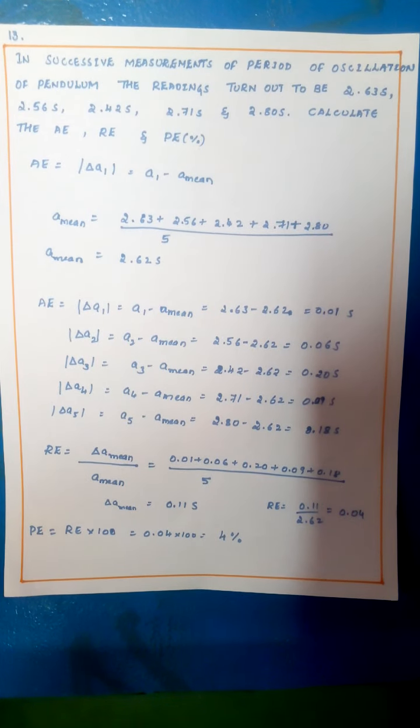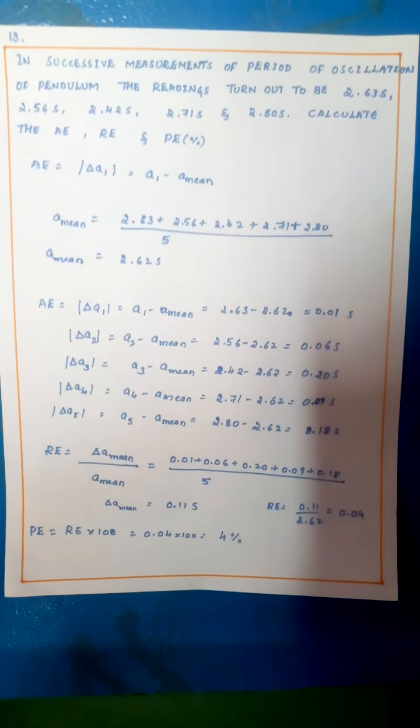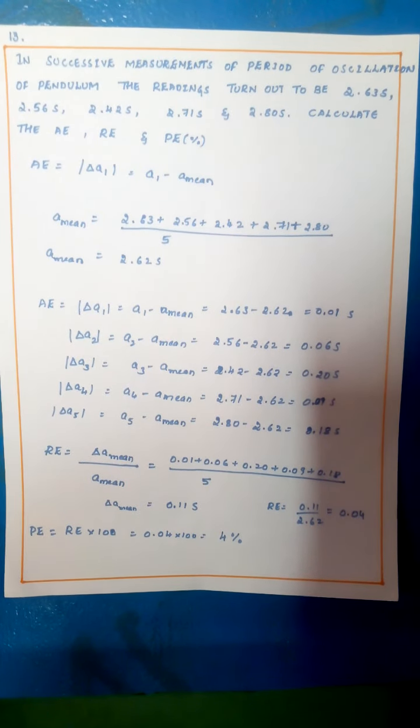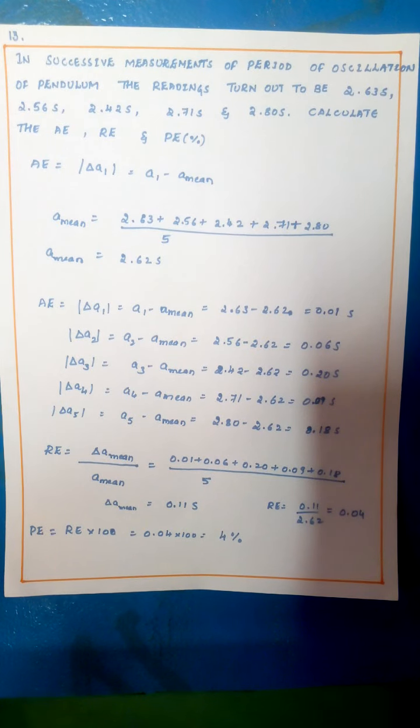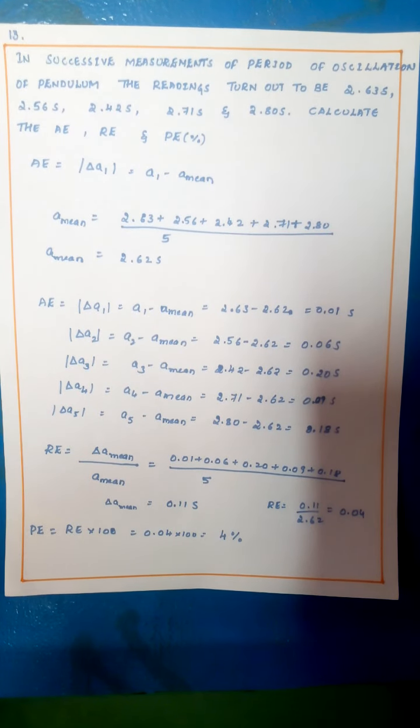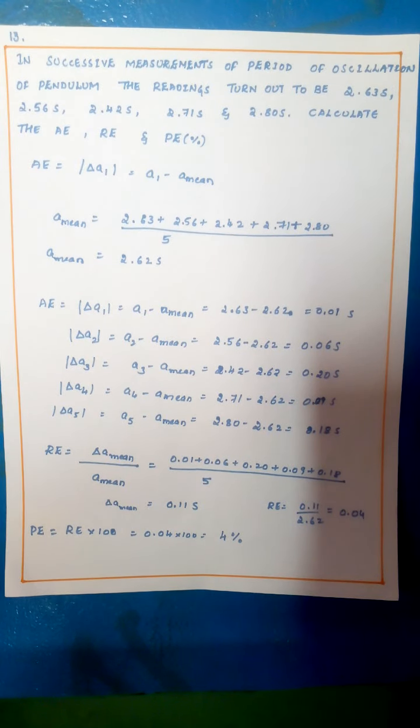The relative error formula is delta A mean by A mean. To calculate delta A mean, I add all these readings, 0.01 plus 0.06 plus 0.20 plus 0.09 plus 0.18, divided by 5 readings. Then delta A mean is equal to 0.11 seconds.